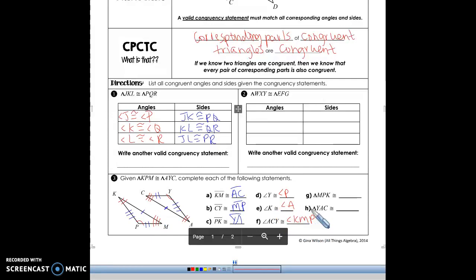What about triangle MPK? Let's look. They wrote it backwards, MPK. So all we've got to do is take the second one, triangle CYA, and write it backwards. And then what about triangle YAC? Well, they went second, first, third. So I'm going to do the same thing and reorder the letters. Second would be P. Then first would be K. And then third would be M.